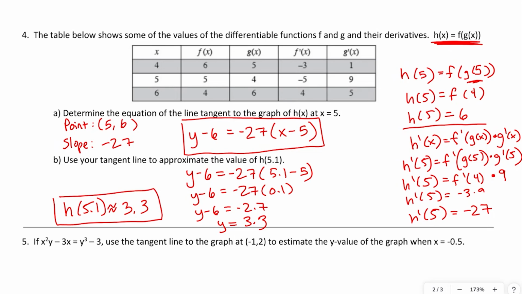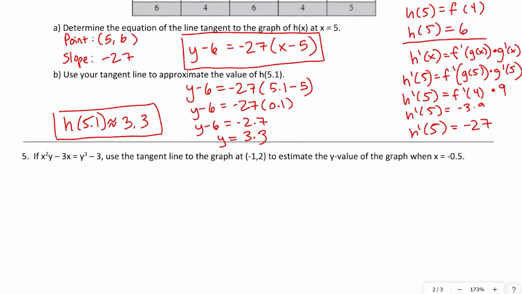Now, this doesn't ask us whether or not this is going to be an over or under approximation, but we would find that by finding the second derivative of h. I'm not going to go through that. If we find that the second derivative of h is positive, then we know this would be an underestimate. If the second derivative was negative, the function would be concave down, in which case the approximation would be an overestimate. So just want to review that little thing there.